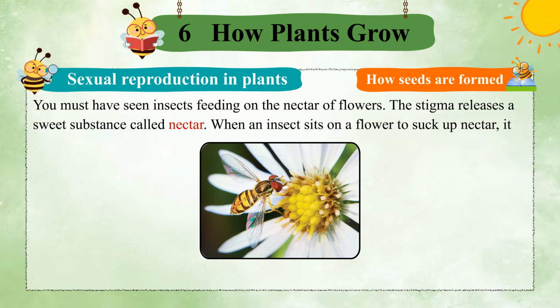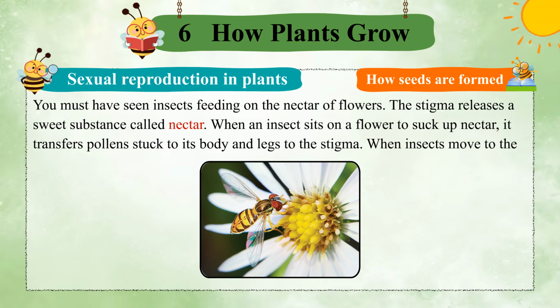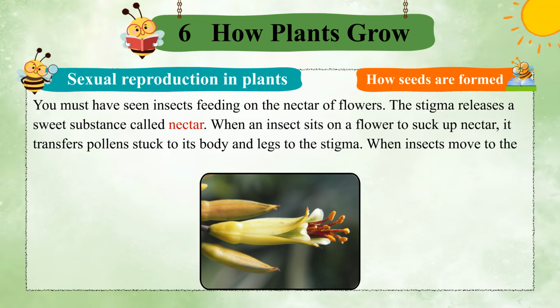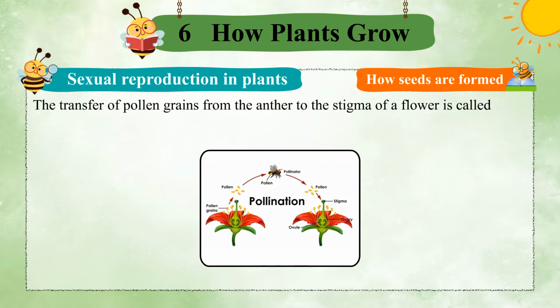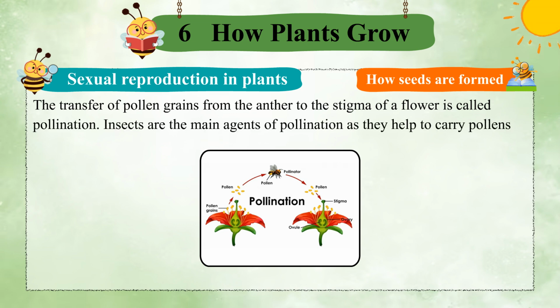When an insect sits on a flower to suck up nectar, it transfers pollen stuck to its body and legs to the stigma. When insects move to the stigma of a similar flower, the pollen grains fall on the stigma. The transfer of pollen grains from the anther to the stigma of a flower is called pollination. Insects are the main agents of pollination as they help to carry pollens from the anther to the stigma.